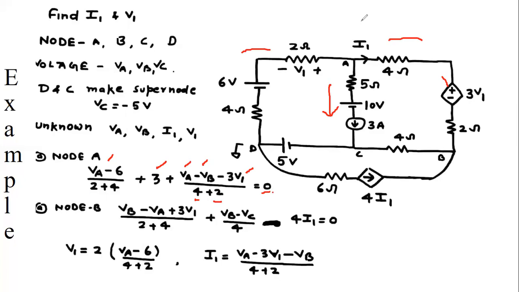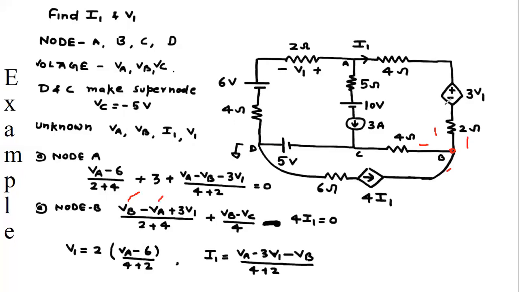Now we are applying KCL at node B. So this also has 3 branches. So this is the algebraic sum of 3 currents. So the current in this branch is VB minus VA.